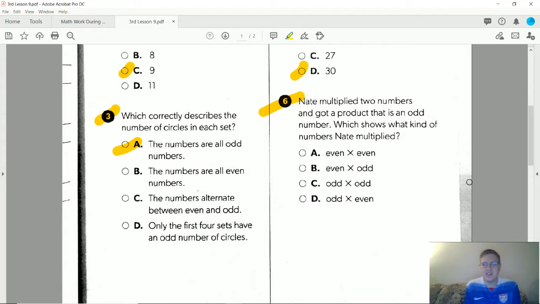And number 6, Nate multiplied 2 numbers and got a product that was an odd number. What shows what kind of numbers Nate multiplied? So if I do even times even, I get even. If I do even times odd, I get even. If I do odd times odd, this is the only time I'm going to get an odd number. So for instance, 3 times 5 would give me 15. 15 ends in a 5, which means it is an odd number.